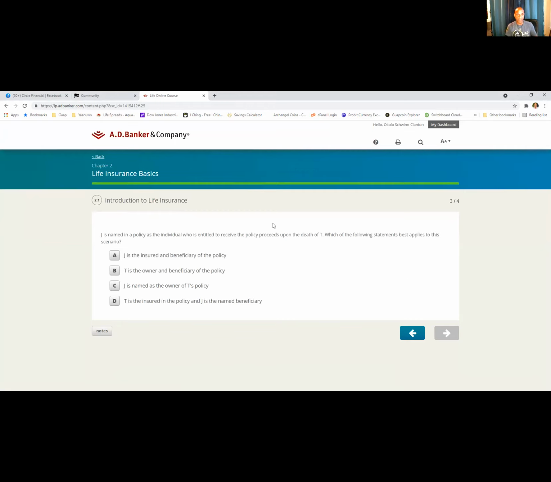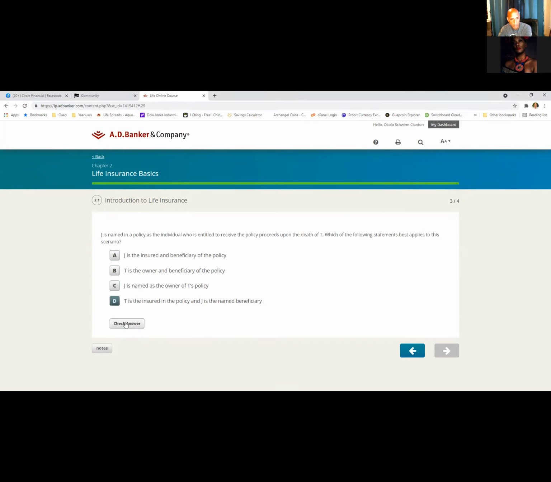J is named in a policy as the individual who is entitled to receive the policy proceeds upon the death of T. Which of the following statements best applies to this scenario? J is the insured and beneficiary of the policy. T is the owner and beneficiary of the policy. J is named as the owner of T's policy. T is the insured in the policy, and J is the named beneficiary. Does anyone have any guesses? D. Which one? D as in David? D. That is right.